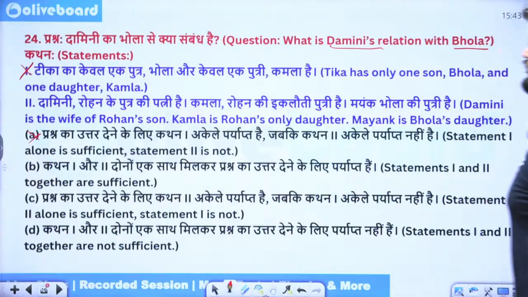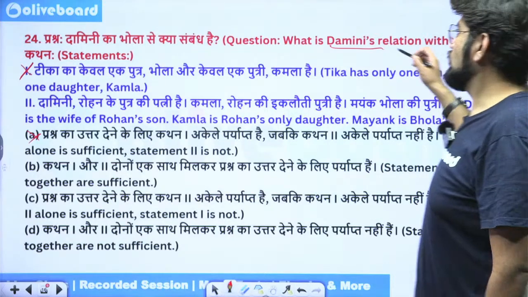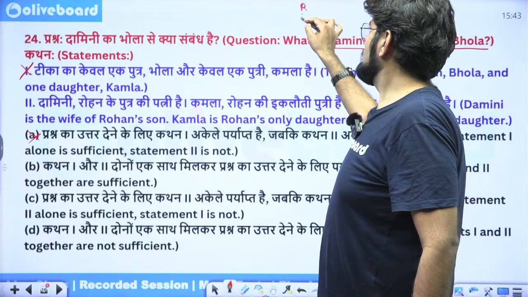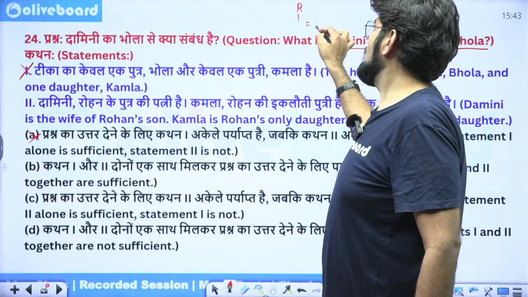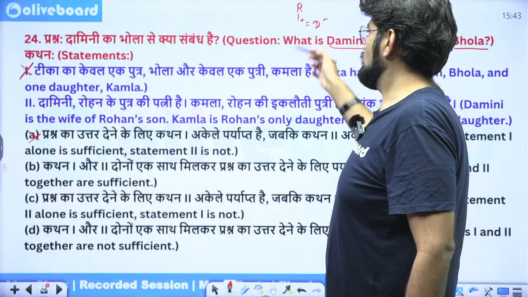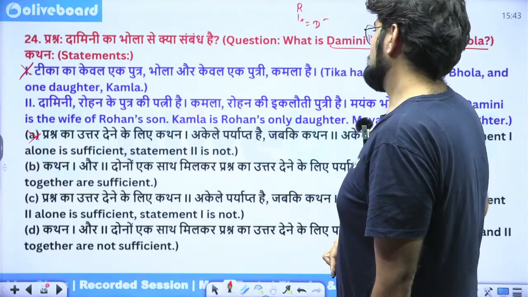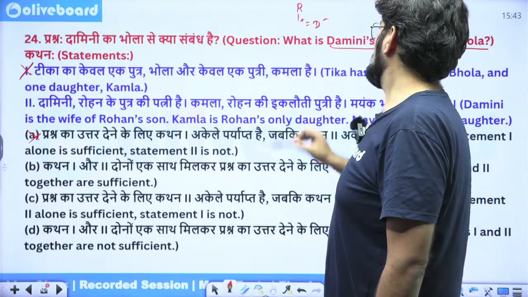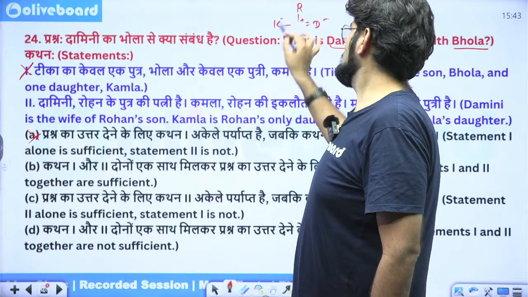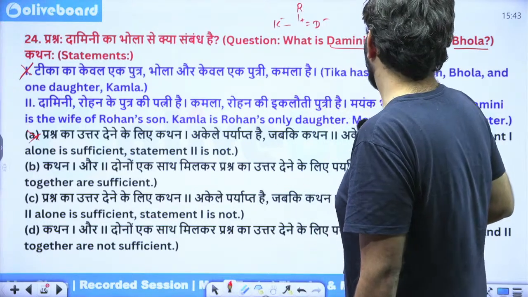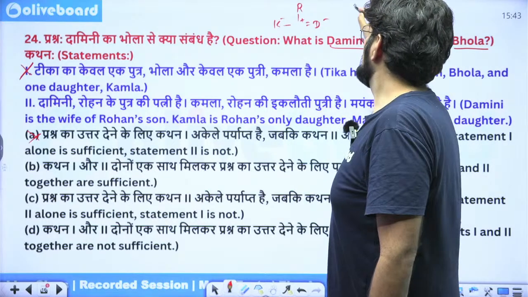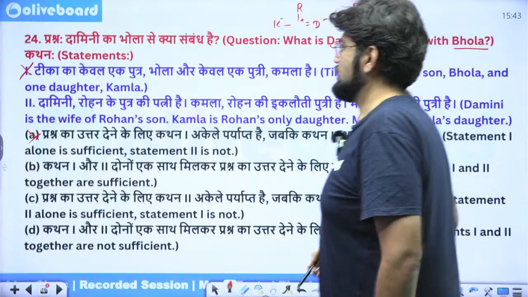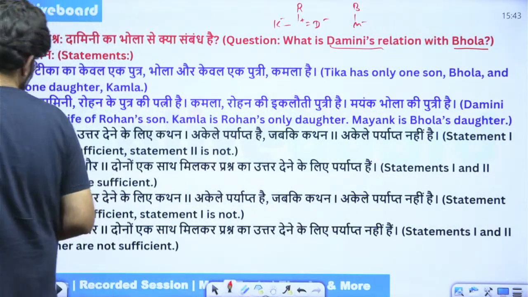Now you'll see at least Bhola and Damini are both mentioned in the same statement. So we'll have to read it. We'll have to write it once. So Damini is the wife of Rohan's son. So there is Rohan. There is Rohan's son. And Damini is the wife of this son. We don't know what's the name of the son. Kamla is Rohan's only daughter. So Kamla is the sister here. Mayank is Bhola's daughter. Okay. Mayank is Bhola's daughter. Is that helping us anyhow? No. Bhola's daughter is Mayank. Very strange. So this alone is also not sufficient.